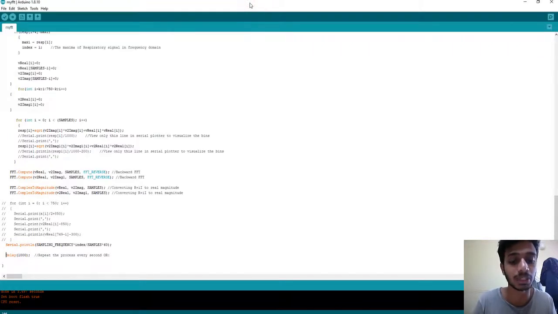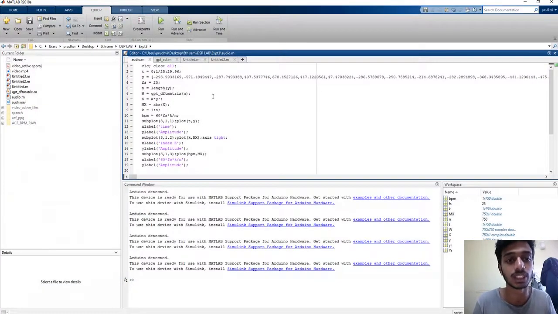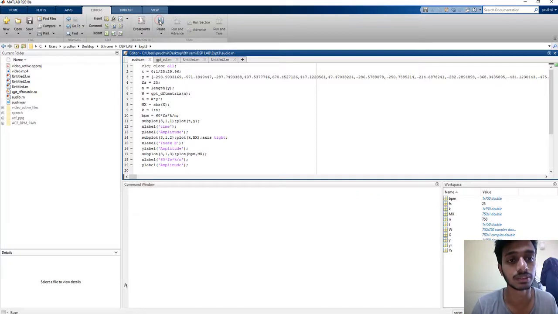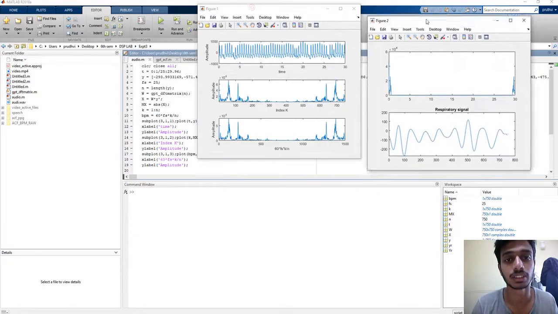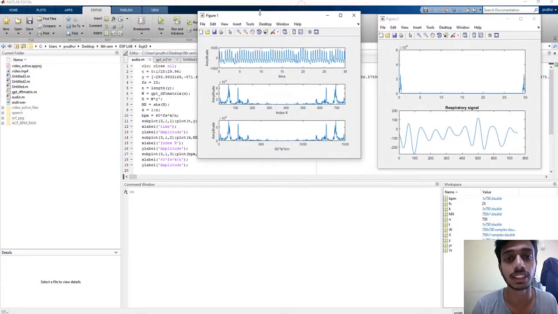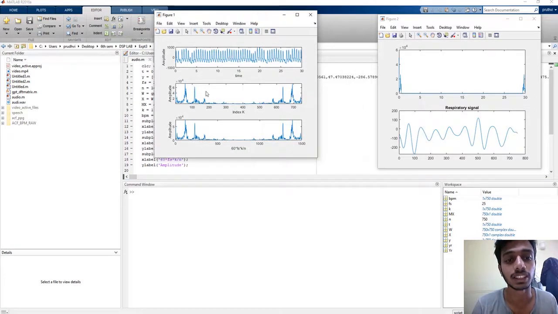So now let us implement the same thing in MATLAB also and check the results. So I have taken the same input. Let us run this code. This is the given signal. This is the Fourier transform of that signal, which we have computed using DFT.